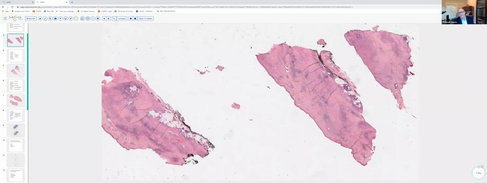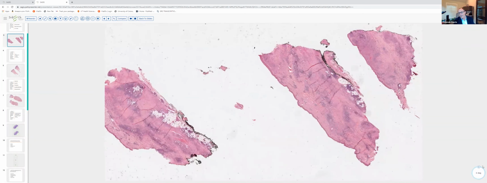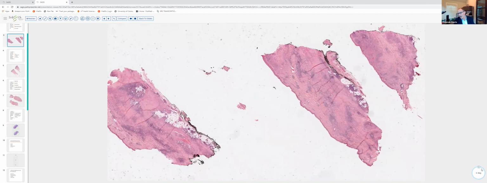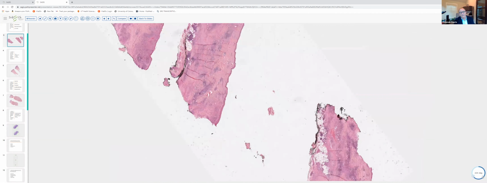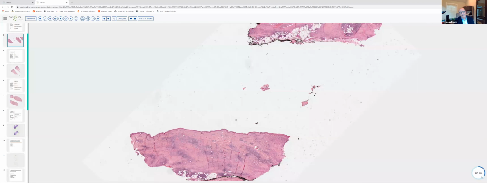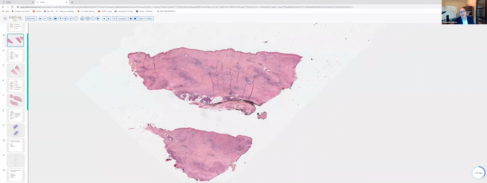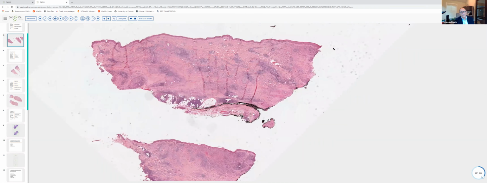And here you can see, I'm going to tilt the slide, that we've got a large excisional biopsy specimen here. There are some folds present in the tissue, which sometimes happens with big pieces of tissue. And the epidermis is a little bit thinned. This was actually from the trunk. The dermis is relatively thick.